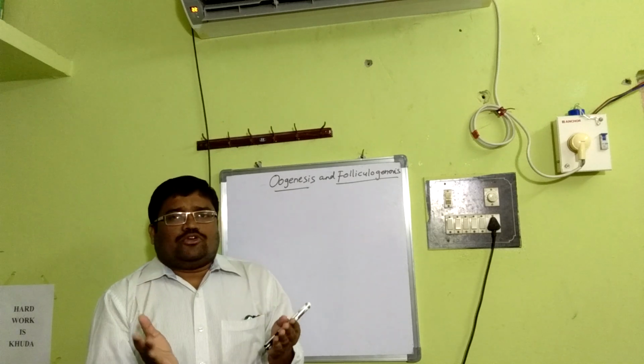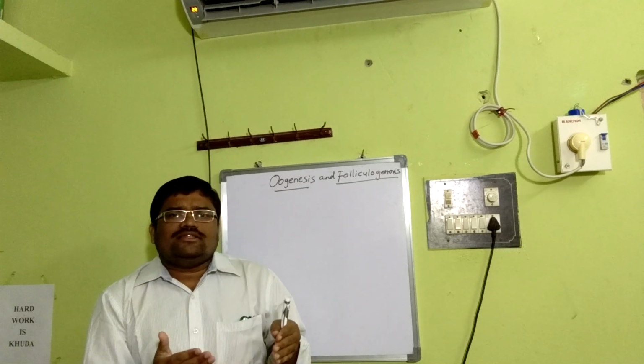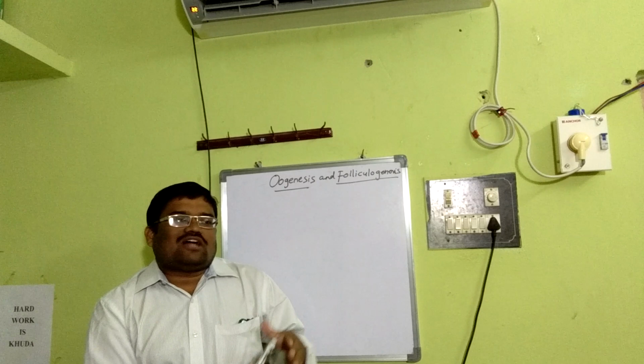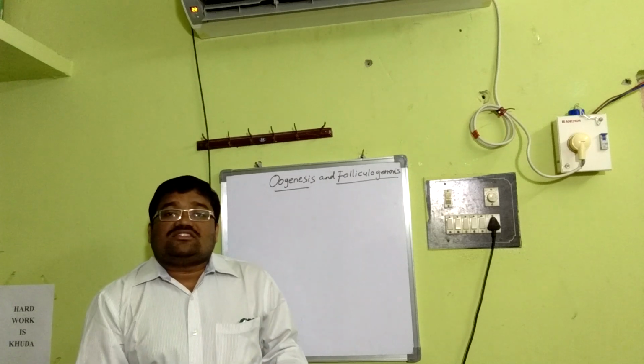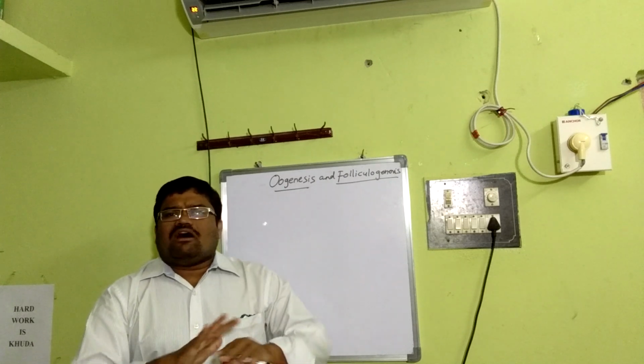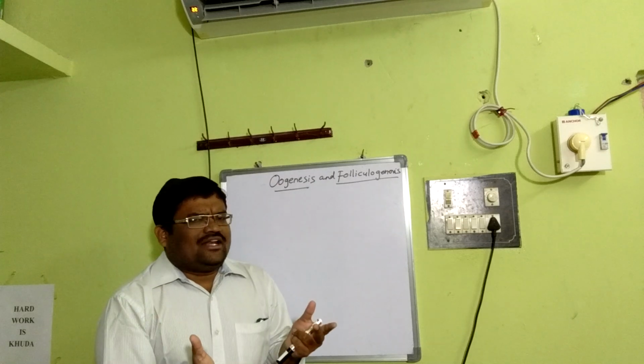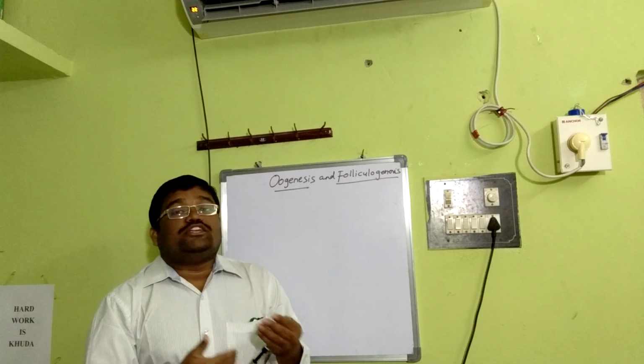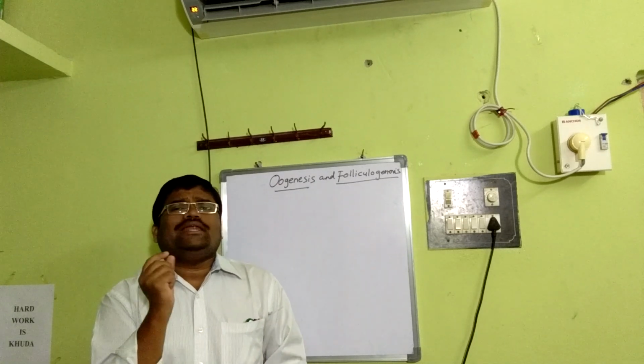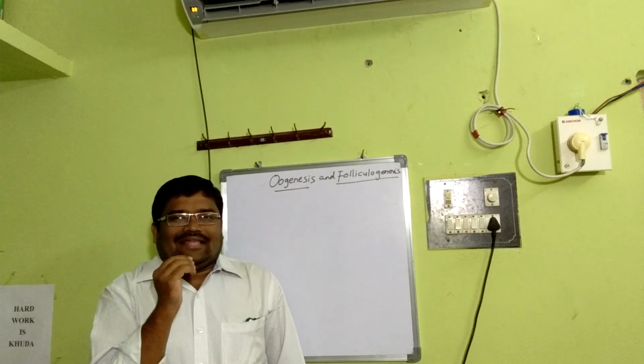All the oocytes are produced during the fetal stage itself. That means unlike spermatogenesis, which starts from puberty, here oogenesis starts in early fetal life. Since all the oocytes are produced in the fetal life, many of them will degenerate. Around 2 million oocytes will remain at the time of birth.